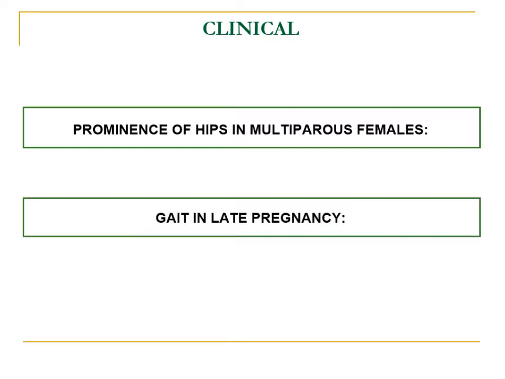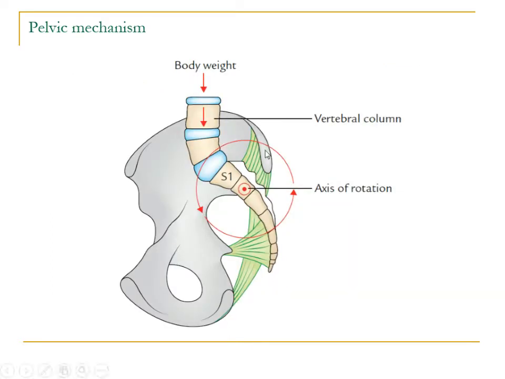And when we talk about the gait in pregnancy, what we can see is that because of the increasing weight in the pelvic cavity, there occurs the pelvic mechanism, because of which the pubic symphysis tends to move downward, and the posterior side of the pelvic cavity tends to move upward. And because of that, the lumbar vertebrae are tilted anteriorly, and the sacral vertebrae are more tilted posteriorly.